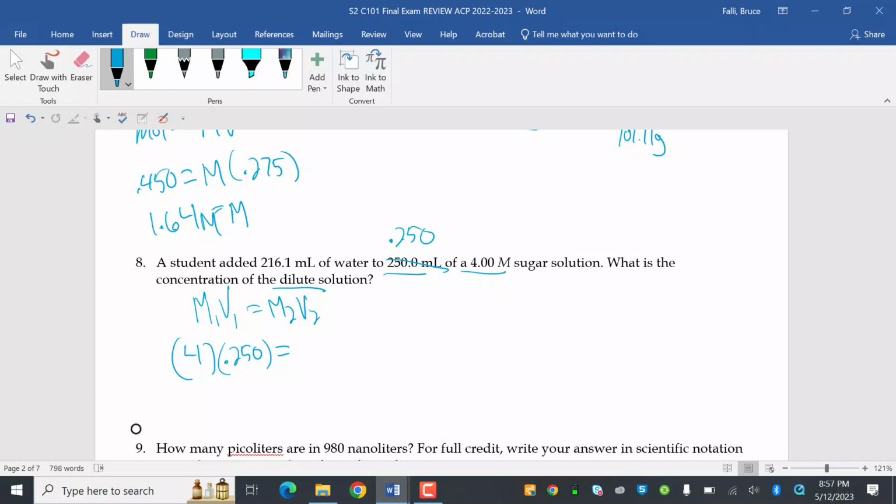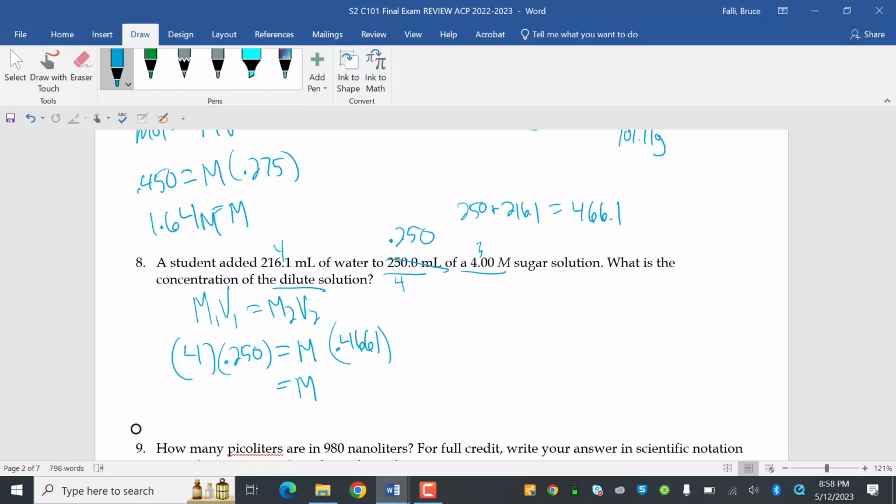The student added, I did not dilute it to. So 250 plus 216.1 is 466.1. That's my new volume, 0.4661, and then M. Okay, so again, this is 3 sig figs. This one has 4, this one has 4. I'm going to round to the fewest.